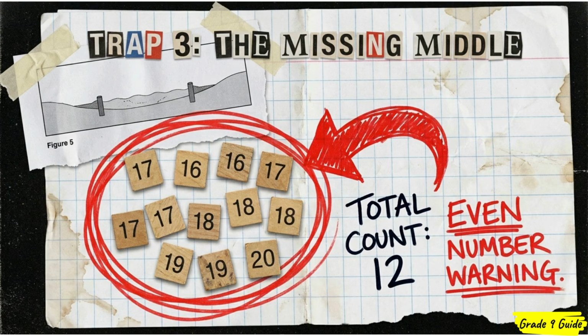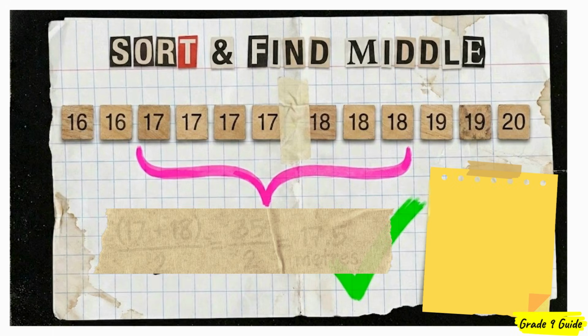Before any calculation, do one thing. Count the values. There are 12. Even number. That is your warning. Most students don't check. They eyeball the middle and guess 17 or 18. Here is the exact 5-step method that gets both marks every time.